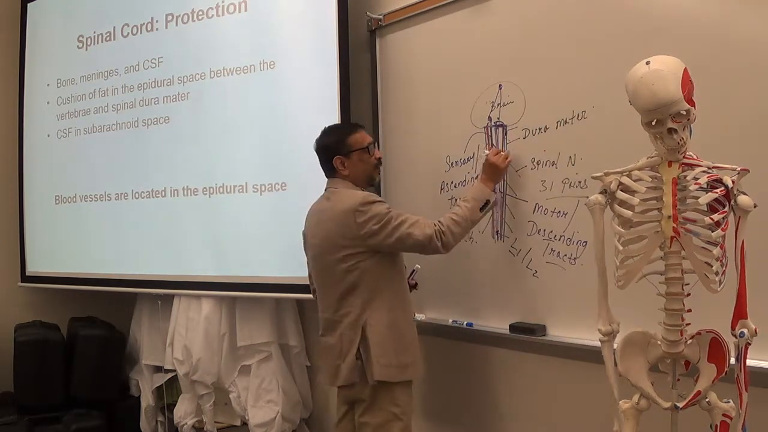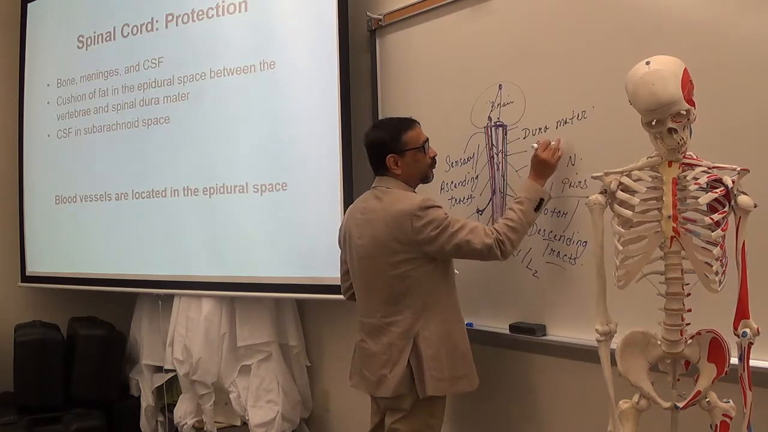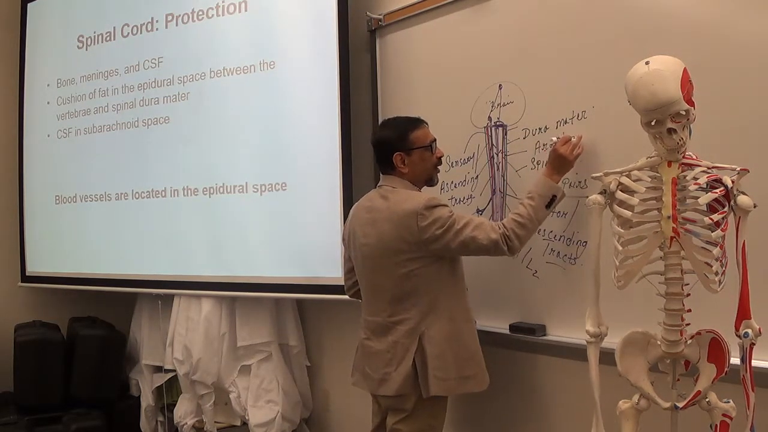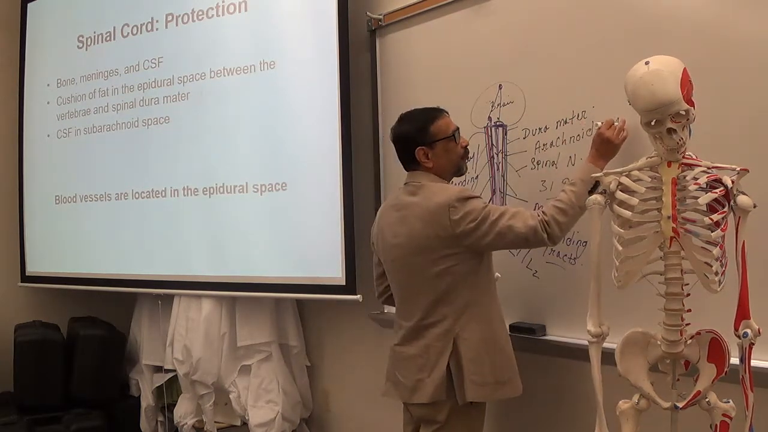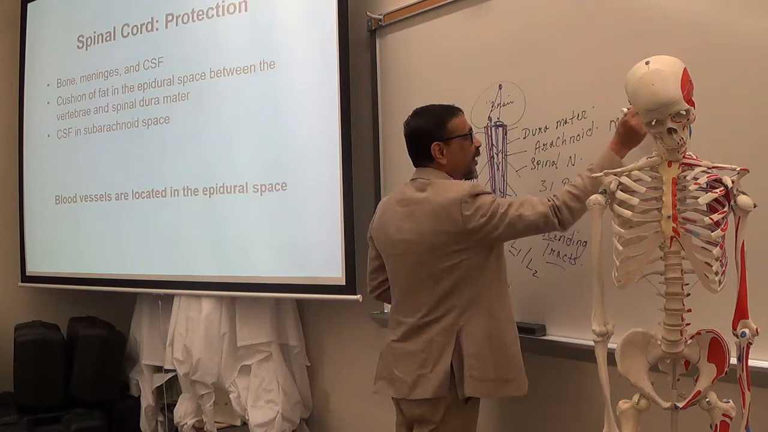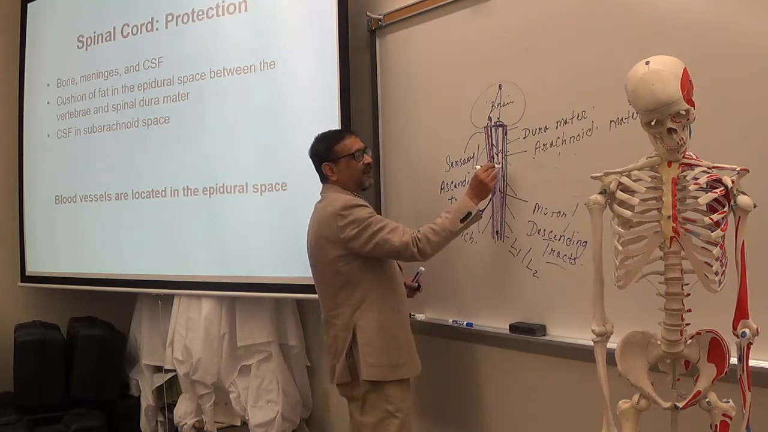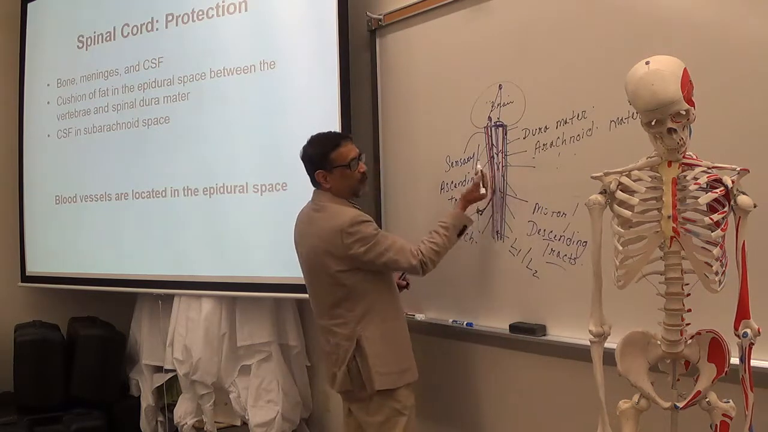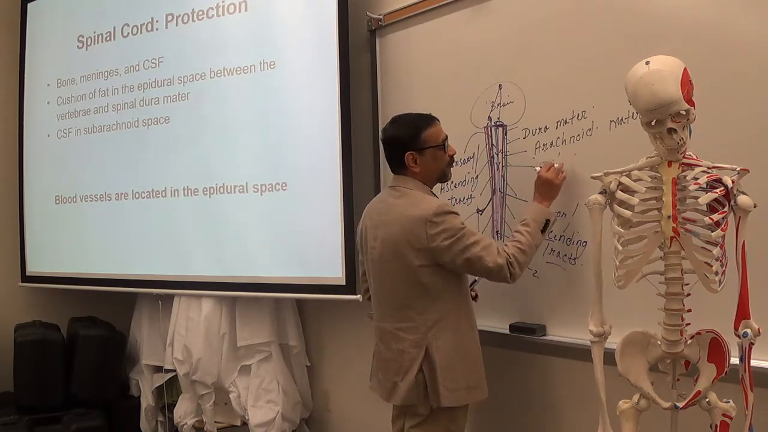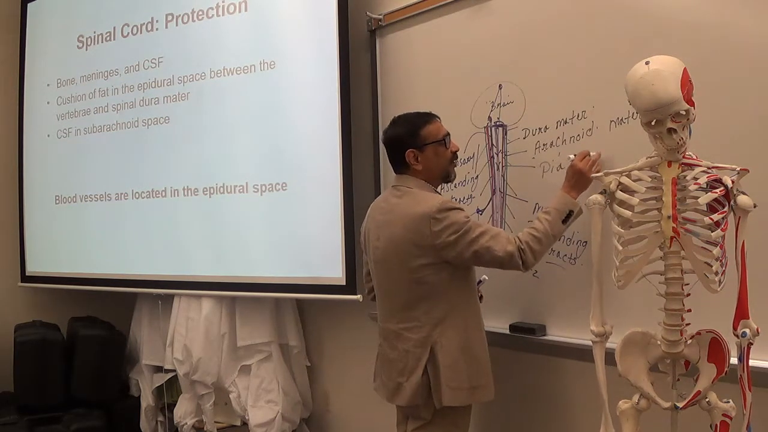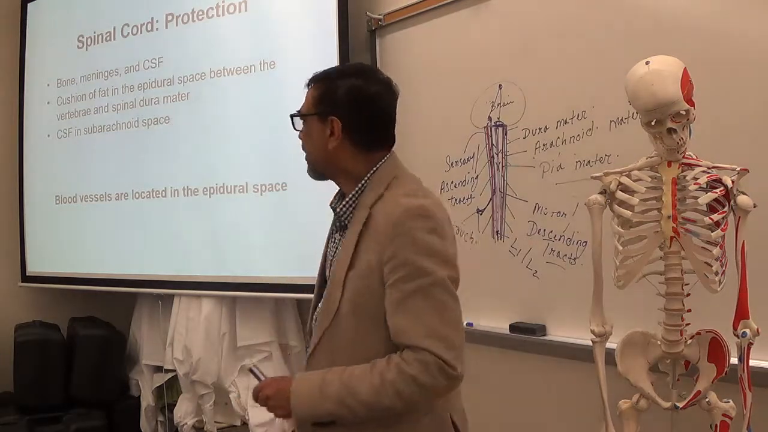And then the middle one is called the arachnoid mater. And the innermost one is thin and attached to the spinal cord. That is the pia mater. Okay, so those three meninges are covered.